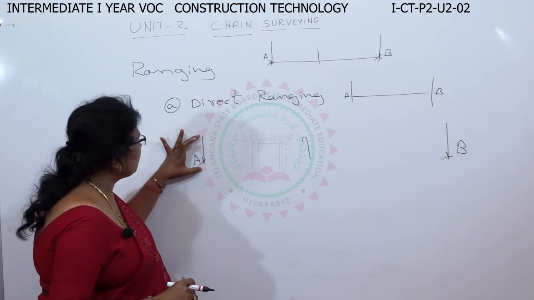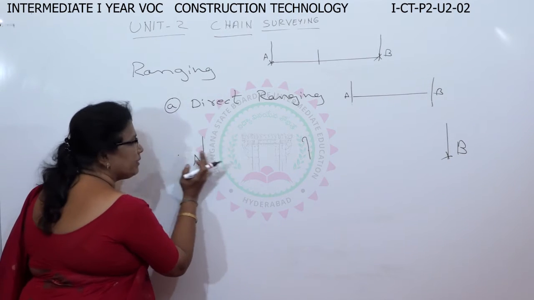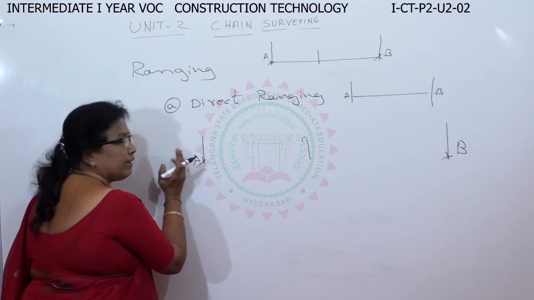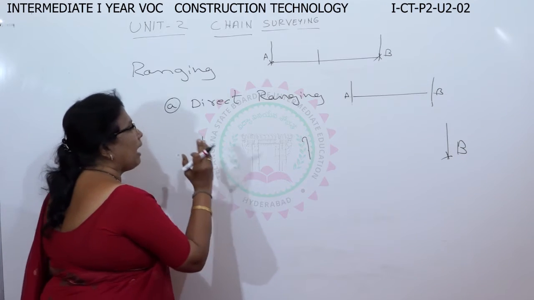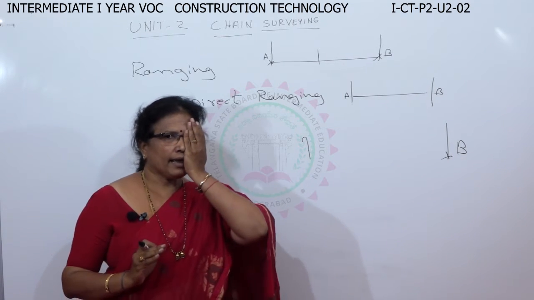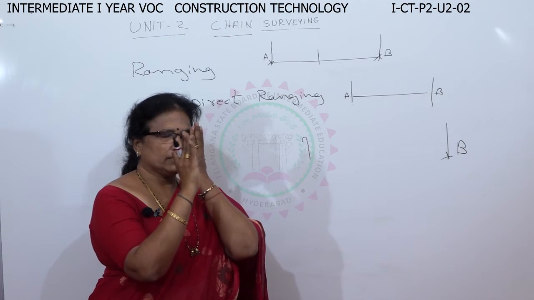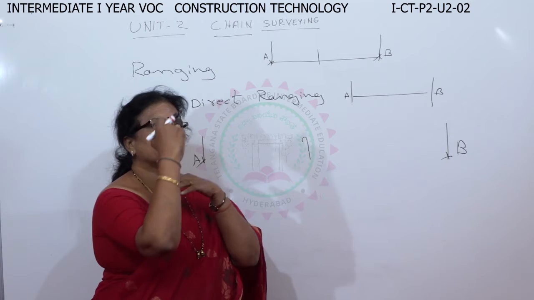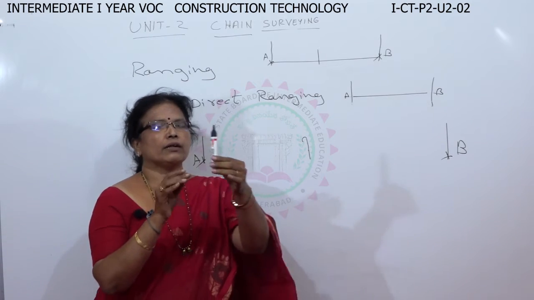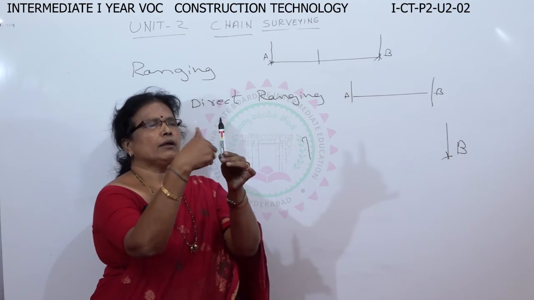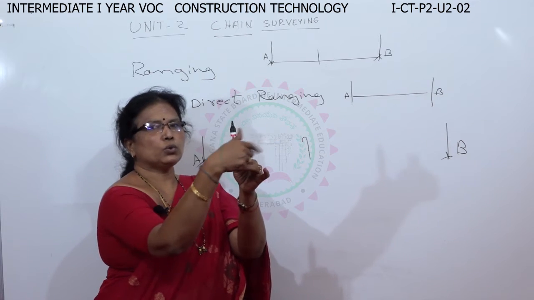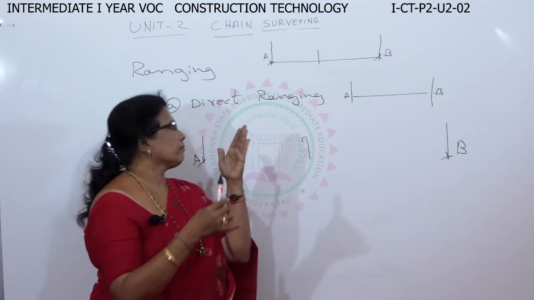Now, the person will stand 1.5 meters behind this ranging rod, and by closing one eye, by checking this one ranging rod, he will see the other ranging rod. He will bring these two ranging rods in one line.